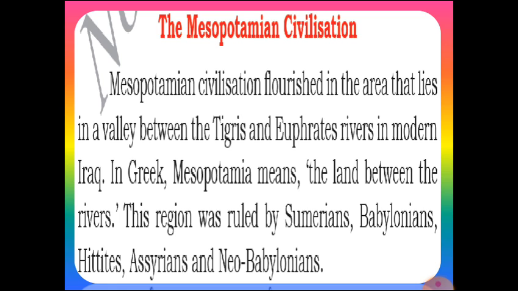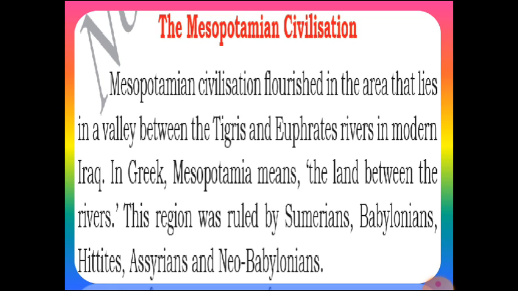That is, in Mesopotamia, the two rivers that led for their civilization, the river Tigris and Euphrates, flow directly throughout Iraq. In Greek, Mesopotamia means the land between the rivers, that is, like an island. All the sides were covered by water, and in between there was land, and this land was called Mesopotamia. This region was ruled by Sumerians.